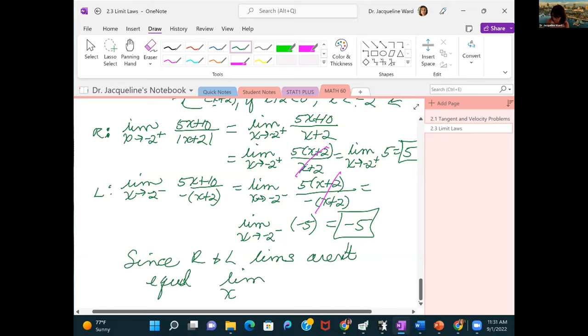Wait, excuse me, Professor, where does the plus 10 go in the equation? In one step, it's like the 5x plus 10, and then in the bottom one, it's not there anymore. What happened mathematically? I factored the 5 out. Oh, okay, understood. Thank you. Yeah, I know. One little thing, it messes one up.